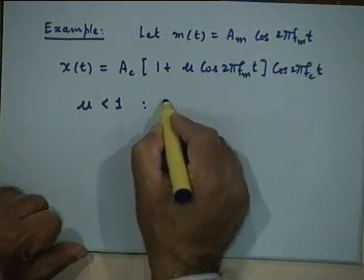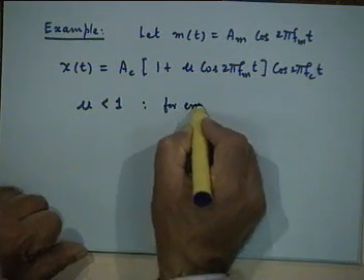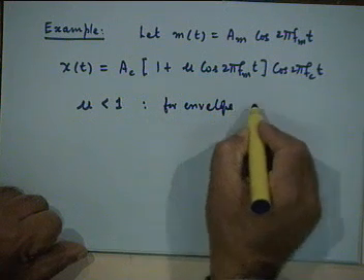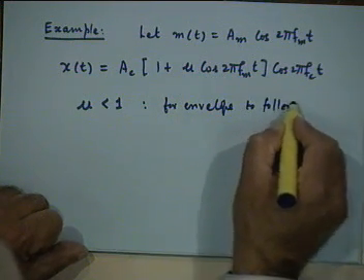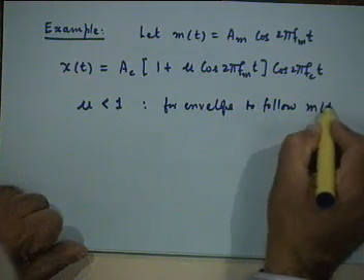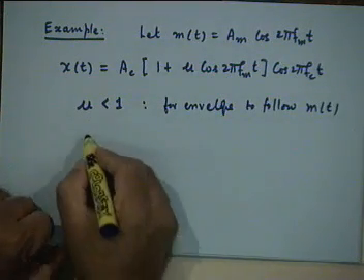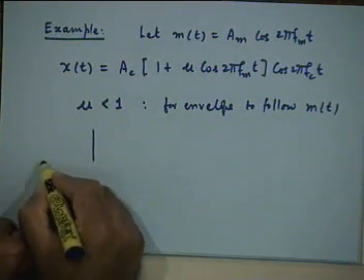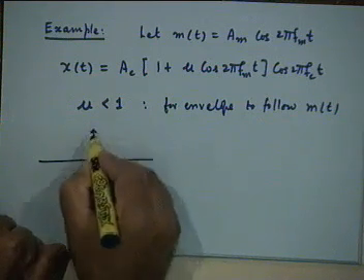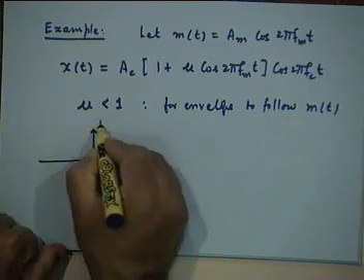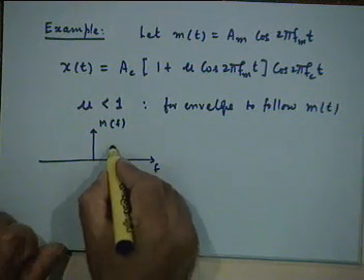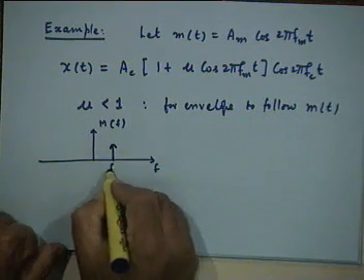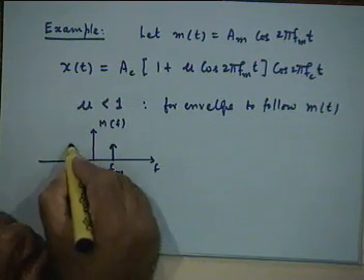So for the envelope to follow m of t here is this. What do these two signals look like in the frequency domain? What is the message spectrum like? Impulses at f sub m and minus f sub m.